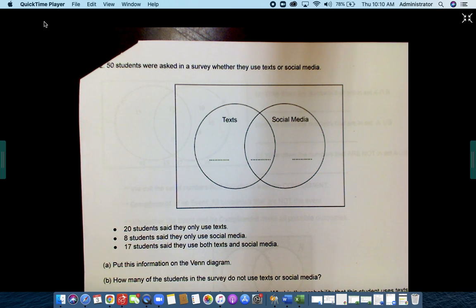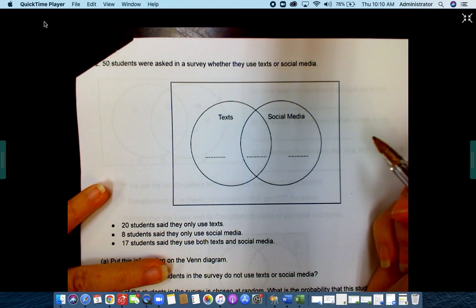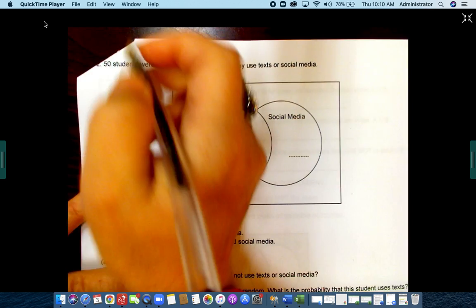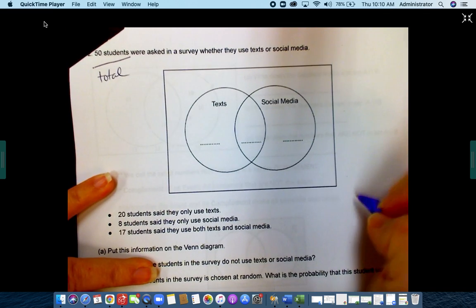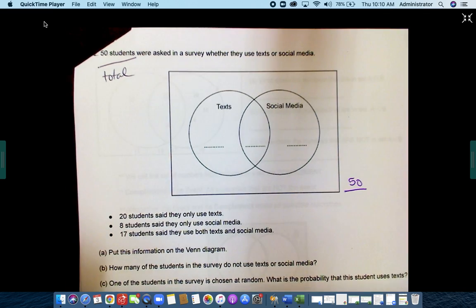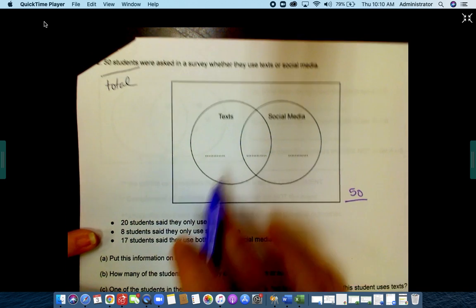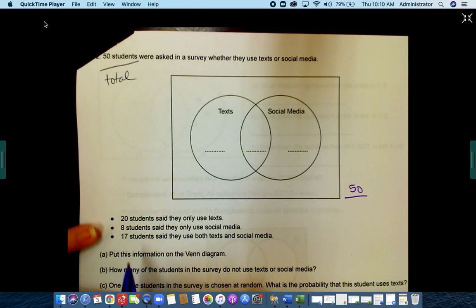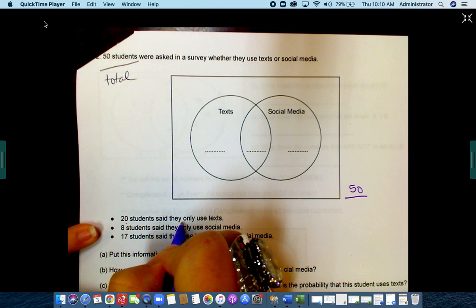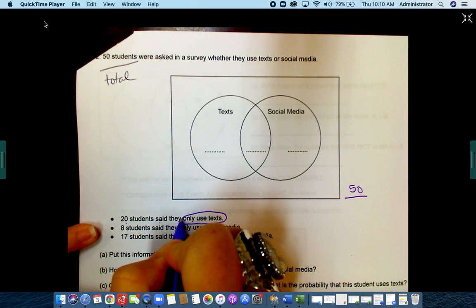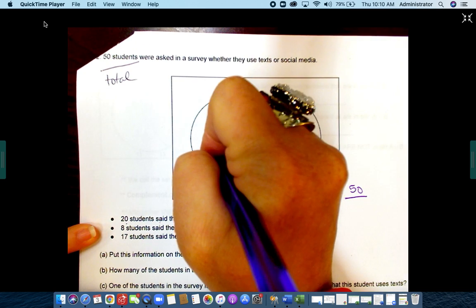But for number 2, it says 50 students were asked in a survey whether they use texts or social media. So 50 students, that's your total. Where does your total go? Here on the outside. Okay, so next come down here to the bullets to find the information to go in our Venn diagram. It next says that 20 students said they use only texts. Careful, that is only using texts. So that's not a total for text, that's only text. So we are gonna put the 20 here.